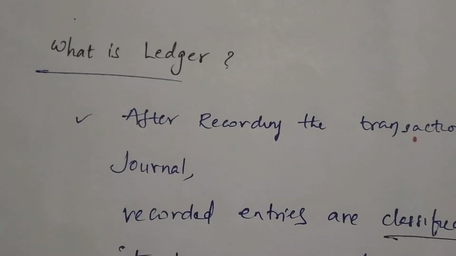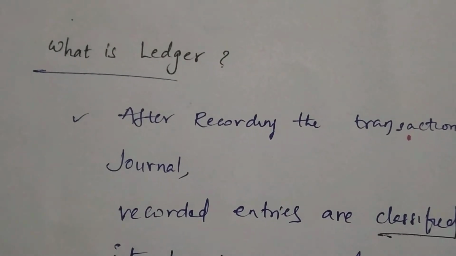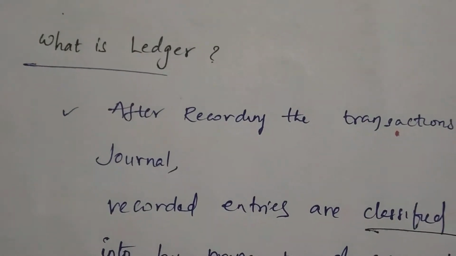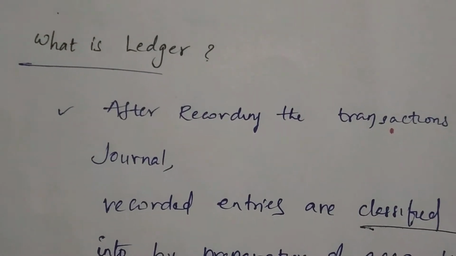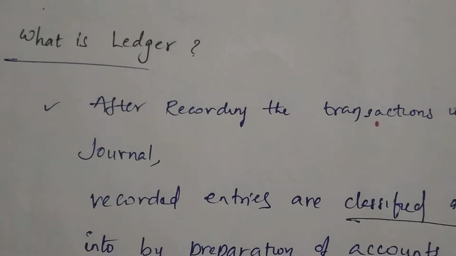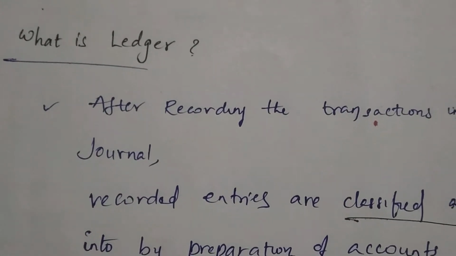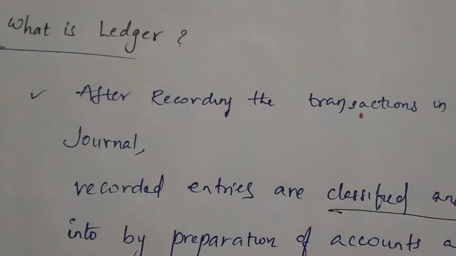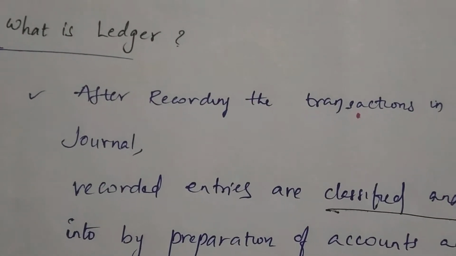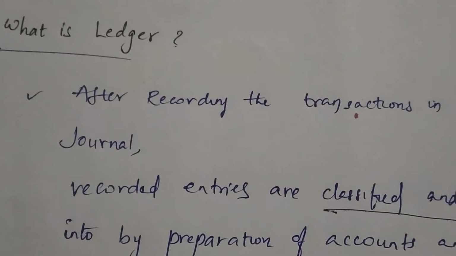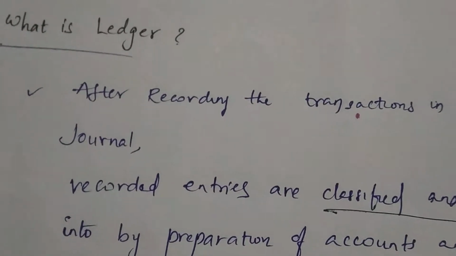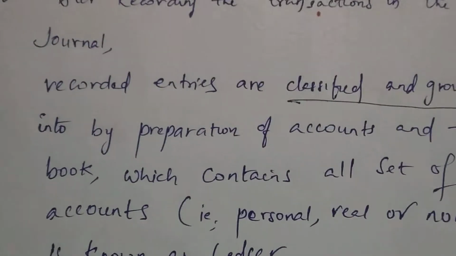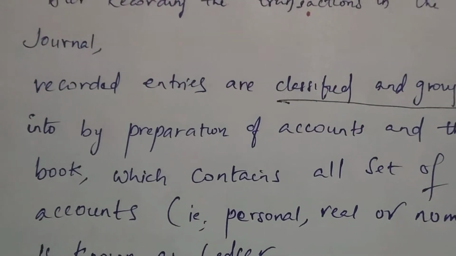Now I am explaining the definition and meaning of the ledger. After recording the transactions in the journal, as we did in the last class, the recorded entries are classified and grouped by preparing accounts and a book which contains all sets of accounts, that may be personal, real, or nominal, whatever it might be, all combined together is called the ledger.